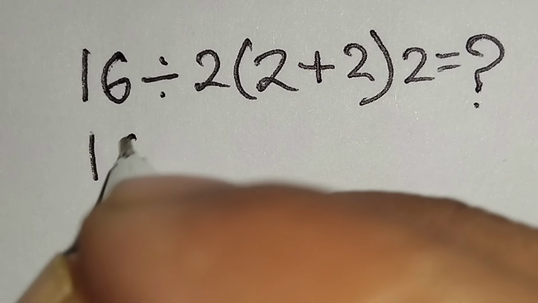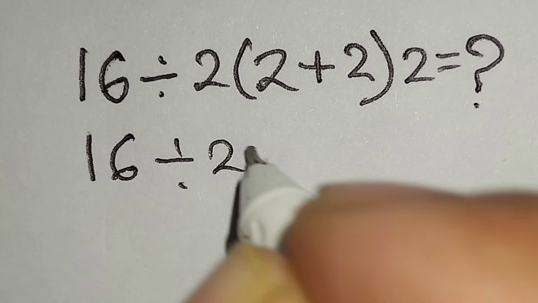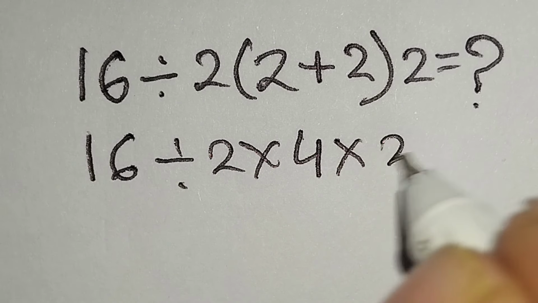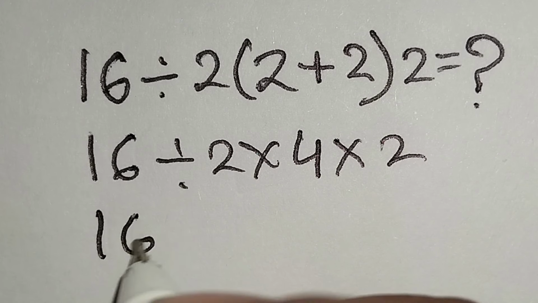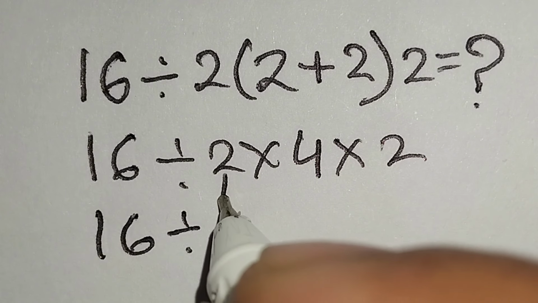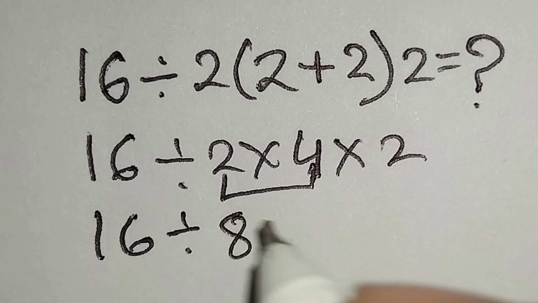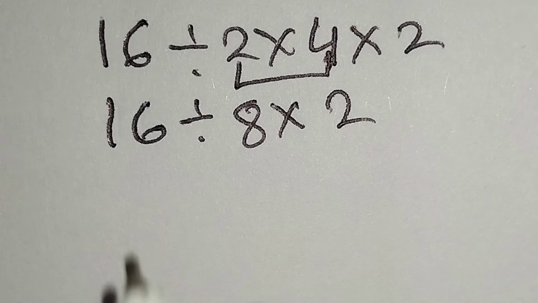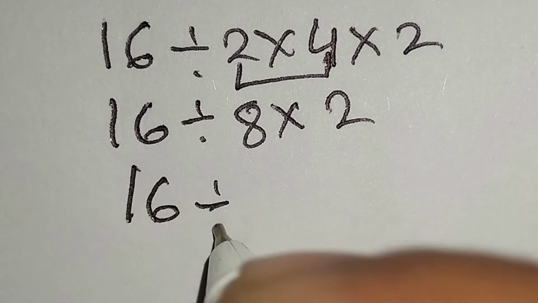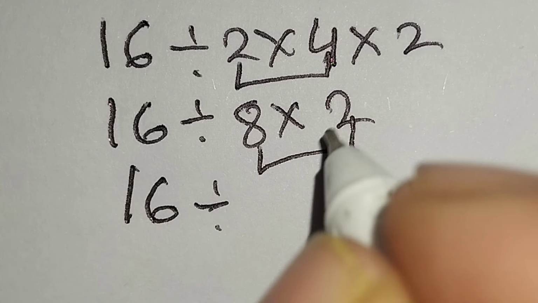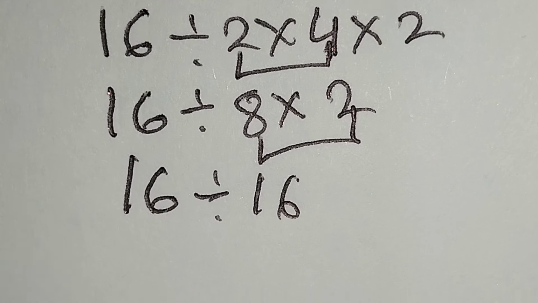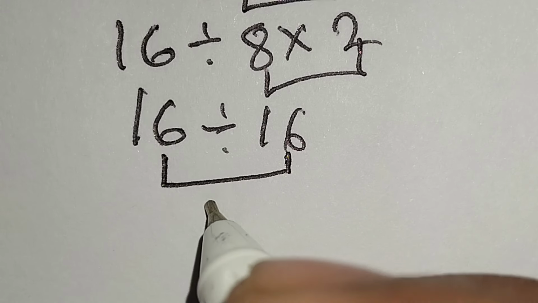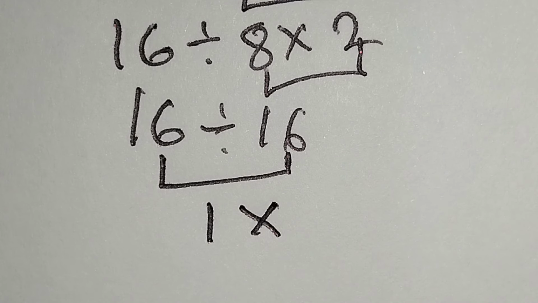Here this 16 divided by this 2 multiply this 2 plus 2 gives us 4 multiply this 2. Here this 16 divided by this 2 multiply 4 gives us 8 multiply this 2. Here 16 divided by this 8 multiply 2 gives us 16. 16 divided by 16 gives us 1, but it is not correct.